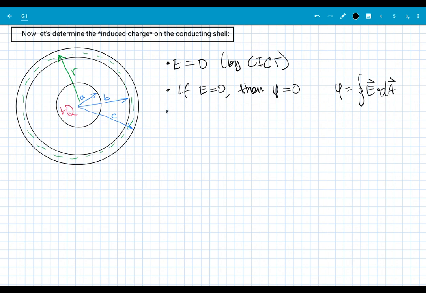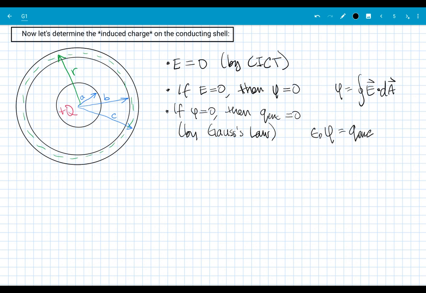The next thing I can say then is, if flux is 0, then what does that mean? That means Q enclosed equals 0. And that is by Gauss's law, because those are the two quantities that Gauss relates. So if flux is 0, which I've just shown it is, then I can conclude that the enclosed charge is 0 as well. Remember, Gauss's law says that epsilon naught times the flux equals the enclosed charge. Gauss's law is one of Maxwell's equations, so we can feel pretty good about it.